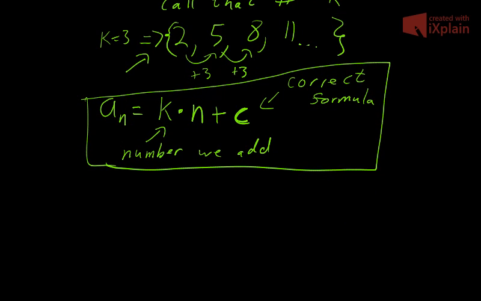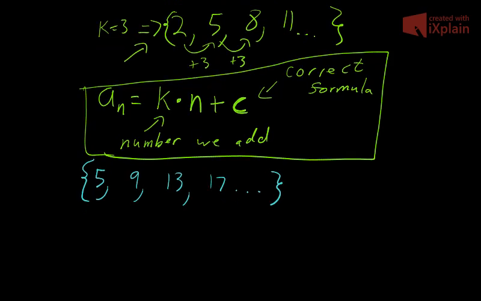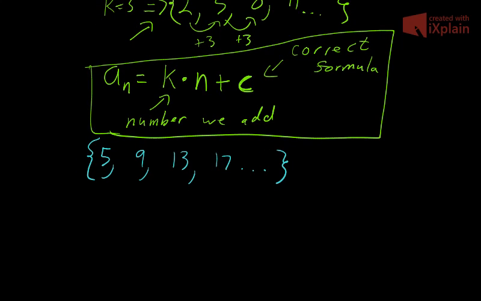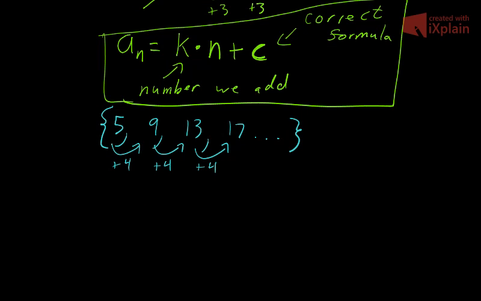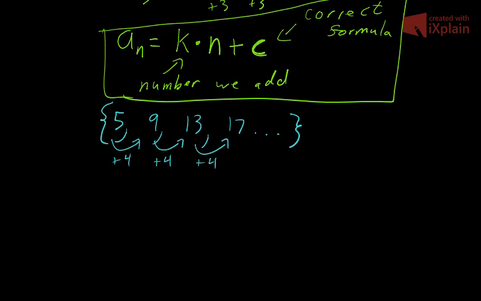So I'm going to start with an arithmetic sequence that goes 5, 9, 13, 17, and so forth. Looking at this, I can tell that every time it goes, I add 4, and here I add 4, and here I add 4. And that means that I have a pretty good understanding of where I'm supposed to be. So if I'm going to add 4 every single time, that means that my k needs to be 4. So I know we're going to start with a sub n equals k, which is 4, times n. But then I have this plus c thing, which is going to correct my formula.